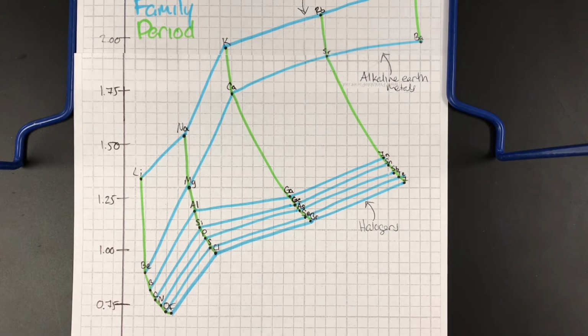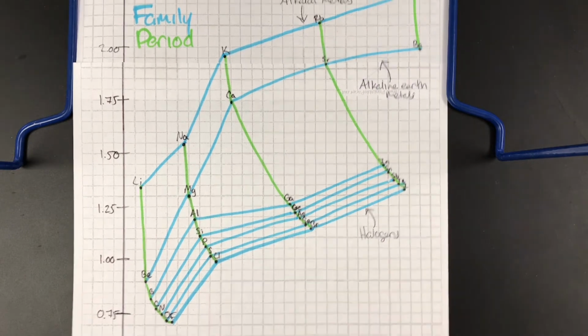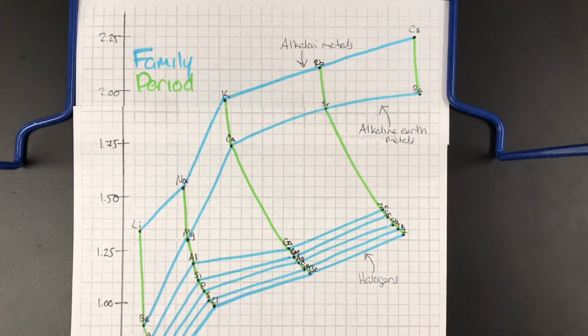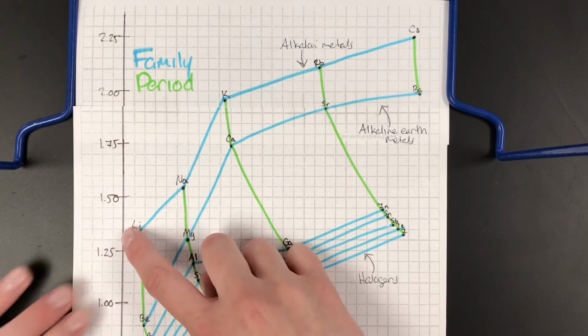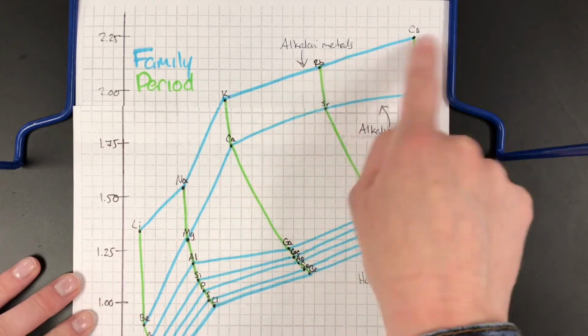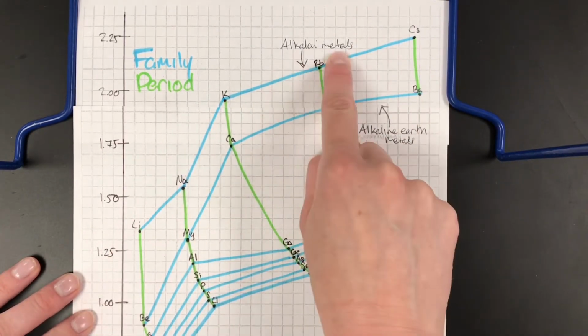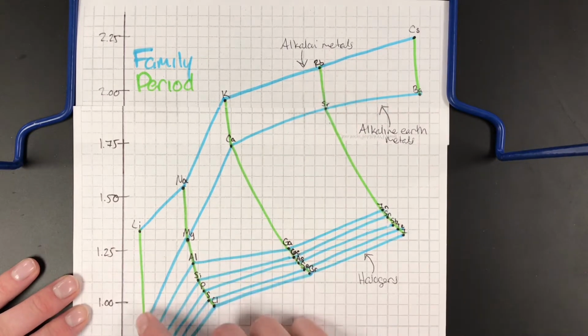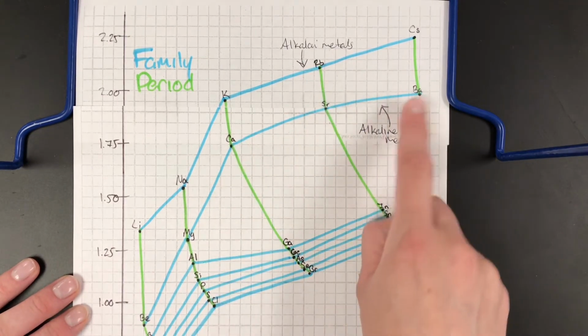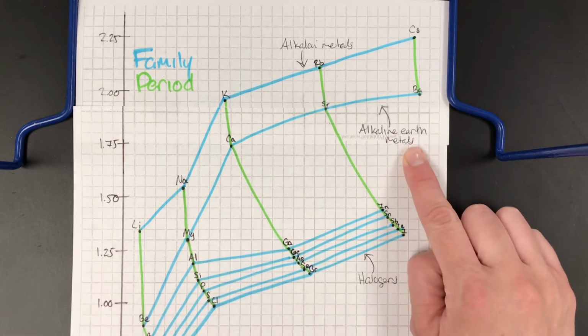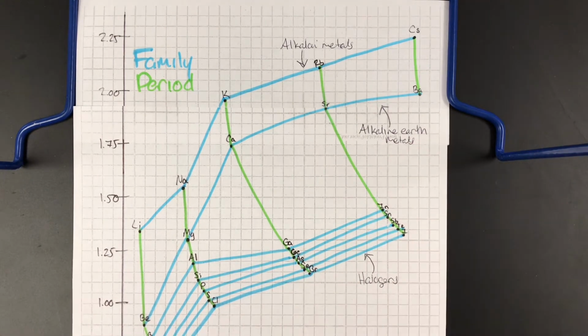I have also labeled on here some of the specific families, which we're going to go over today. So lithium, sodium, potassium, rubidium, and cesium. That's a specific family called alkali metals. Beryllium, magnesium, calcium, strontium, barium. That's a specific family called alkaline earth metals. And then fluorine, chlorine, bromine, iodine, that's a specific family called the halogens. We're going to go over some of those specifically named families today.